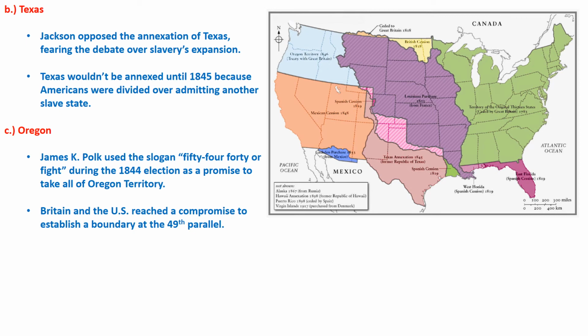But Polk is also responsible for absorbing Oregon into the Union. During his campaign, he had used the slogan "54-40 or fight" as a kind of promise to take all of Oregon territory, which was jointly shared between the United States and Britain. But the U.S. and Britain ultimately reached a compromise to establish a boundary at the 49th parallel rather than all the way north at the 54th parallel.